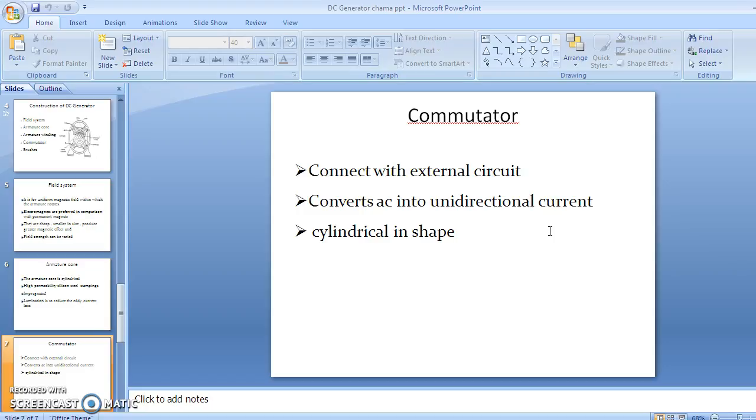And this commutator, just like the armature core, is cylindrical in shape, and it will be connected to the external circuit. That is, from this commutator the current will flow to the external circuit. Through this commutator the output will be taken. So this is an essential part of this DC generator.